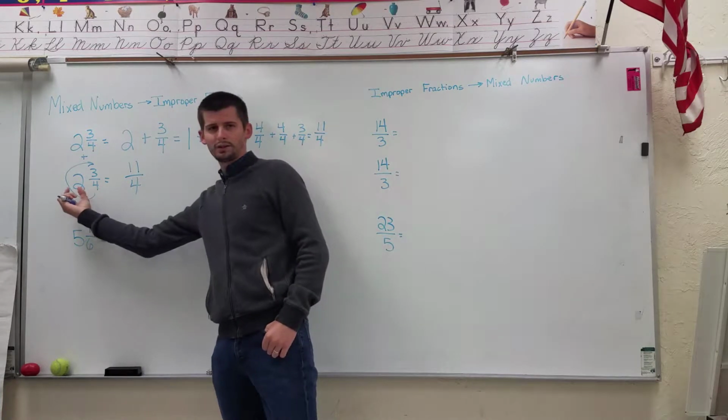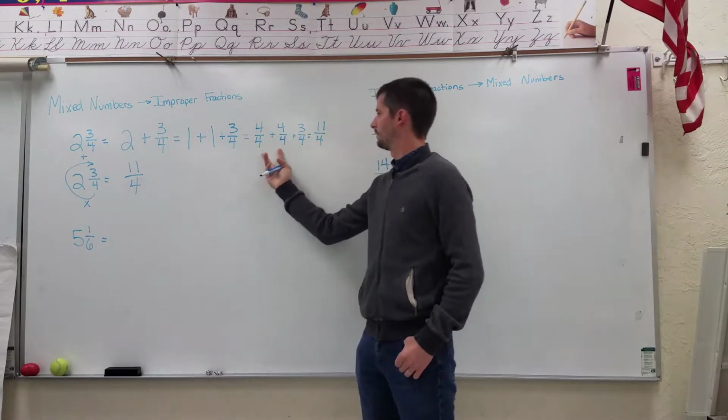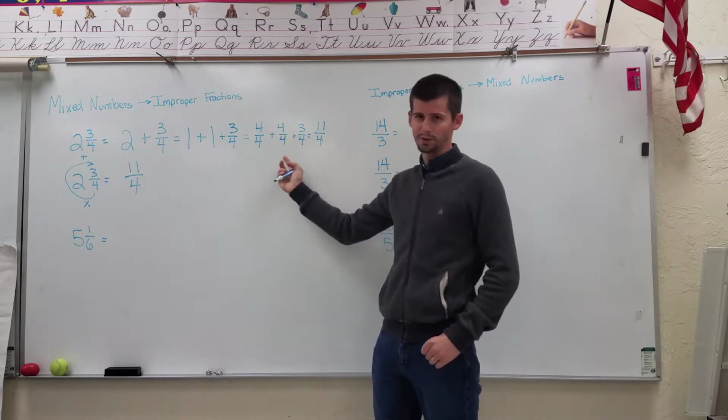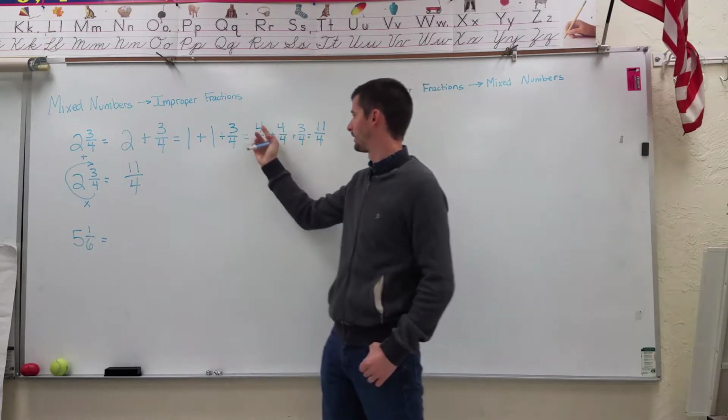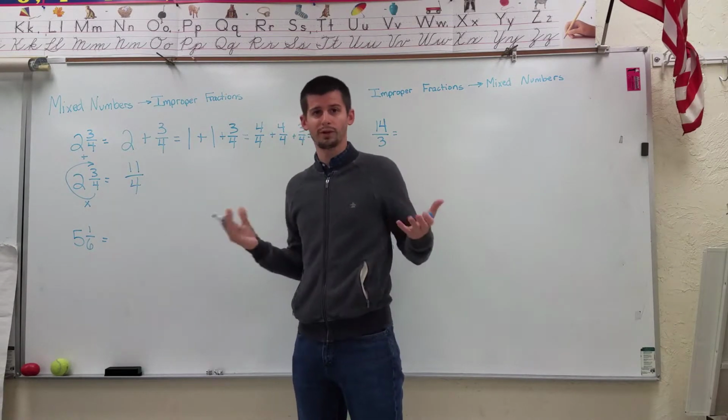Multiplying the denominator and the whole number is basically this step here. Since I have 2 fours, that's like multiplying 2 by 4. So it's just a short little shortcut for you.